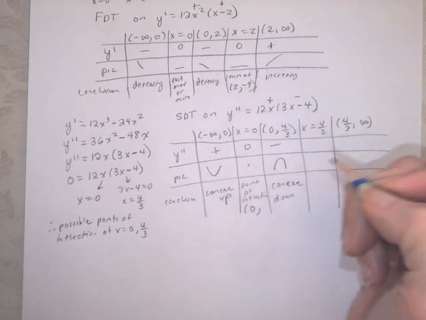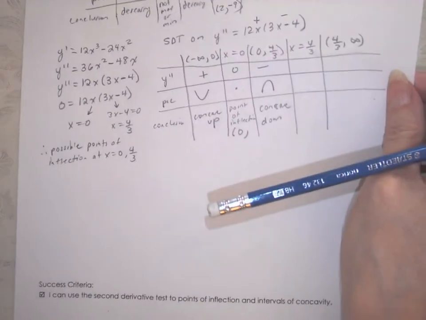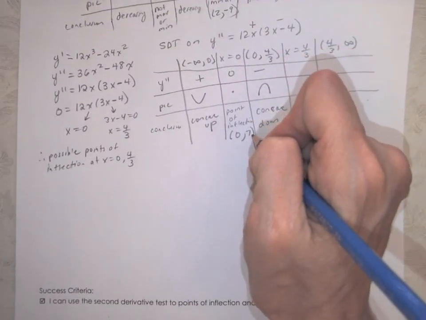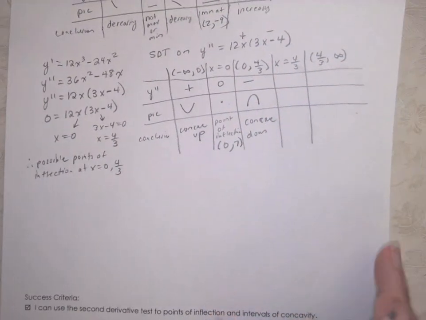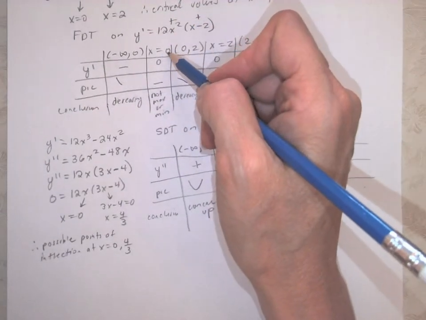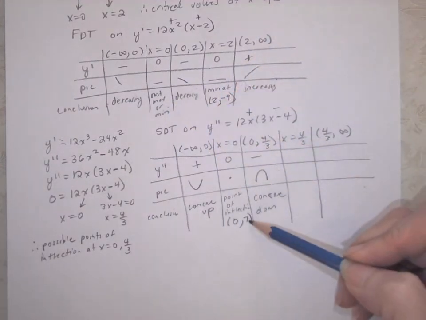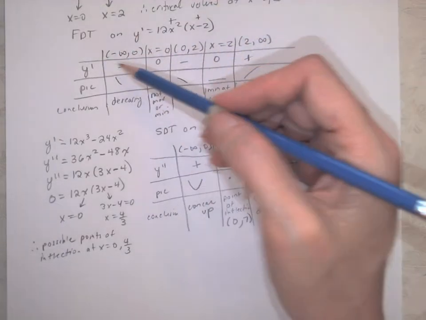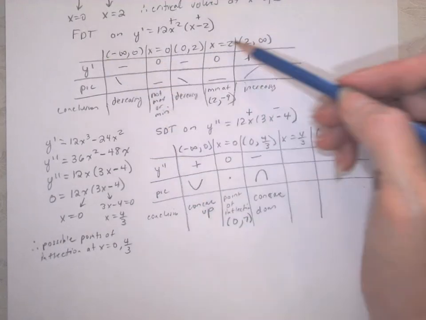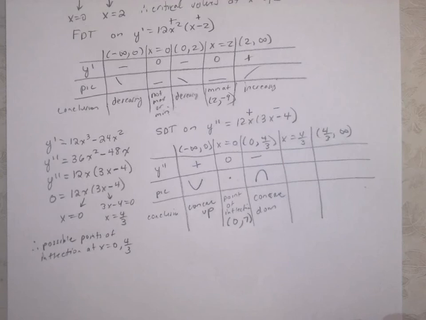At 0, and subbing in 0 is easy here, 0, 7. Notice that 0 is also a critical value where we had not a max or min happening. And at 0, it turned out it was a point of inflection. It wasn't a max or a min, it was a point of inflection. So if you have neither max or min in your first derivative test, chances are it will turn out to be a point of inflection when you do your second derivative test.